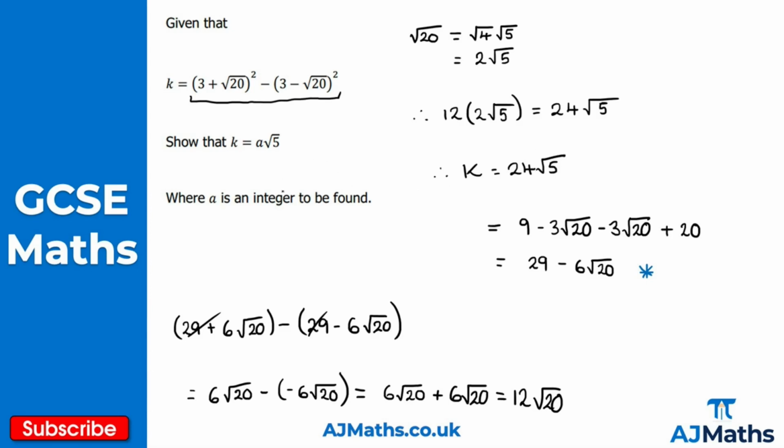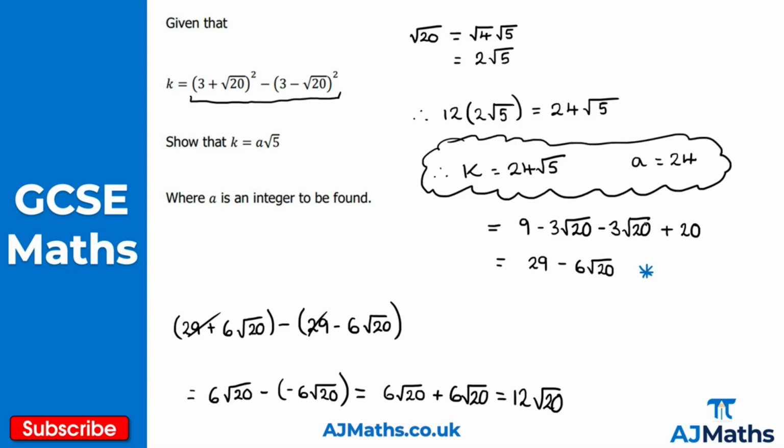So in that case, k is equal to 24 root 5, where a here is that integer. So a in this case is equal to 24. And that's our solution there. So let's just highlight that. And there we have it. So that's our solution to that question there.